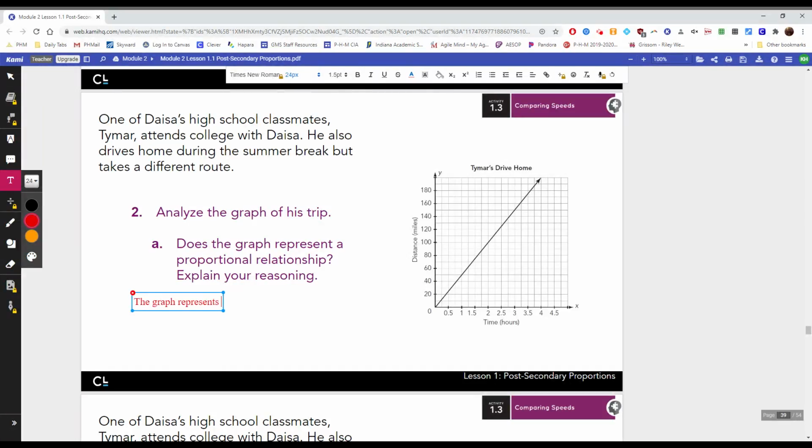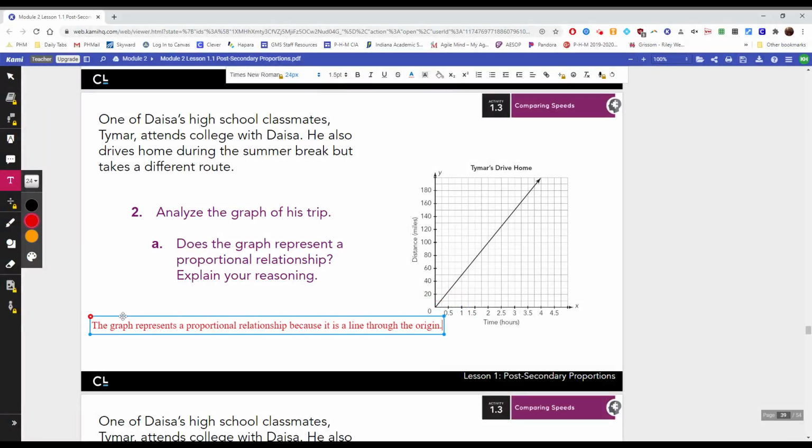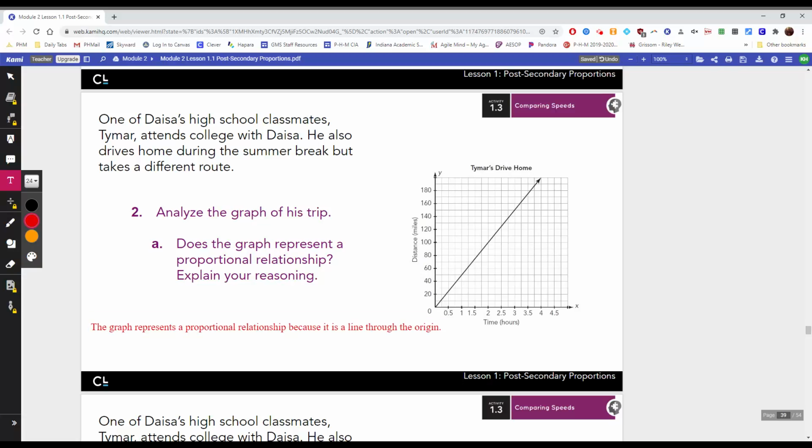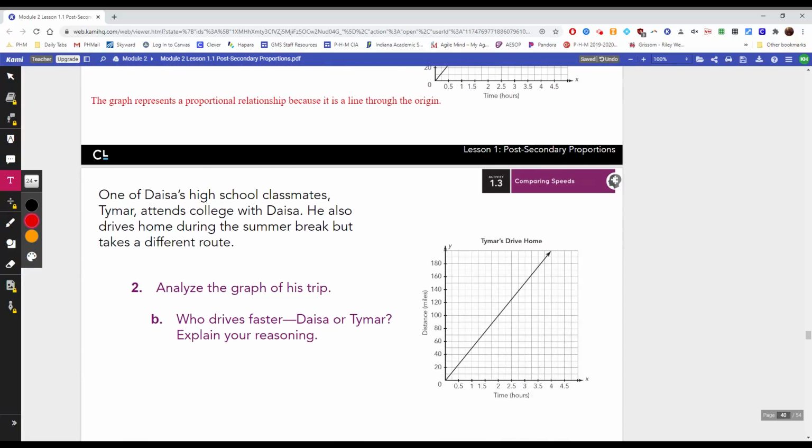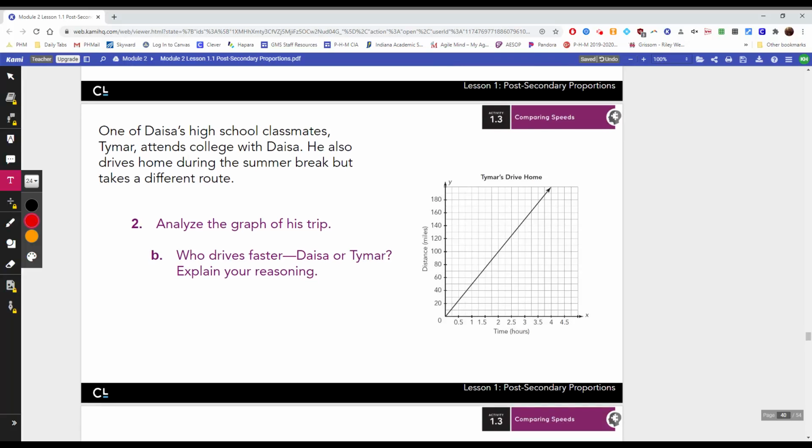The graph represents a proportional relationship because it is a line through the origin. Make sure you copy that down. That's what we're looking for on a graph. Line must go through the origin. Part B, who drives faster? Well, we know Deja from our work on the previous page. She drove 60 miles per hour. That was her unit rate.